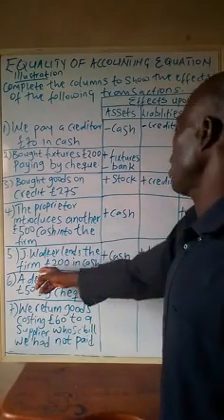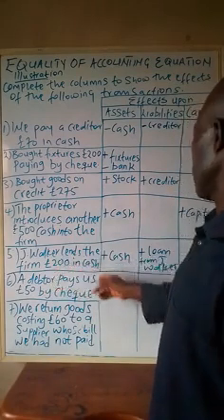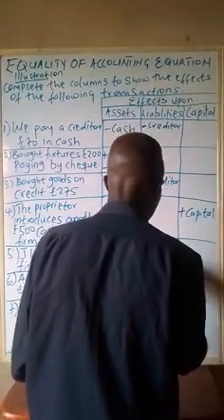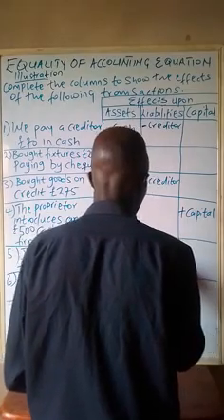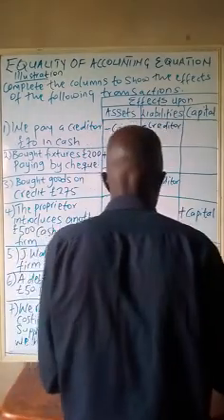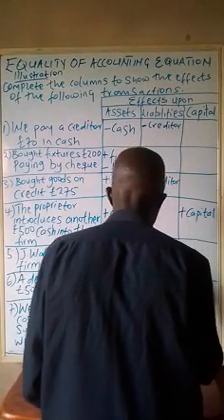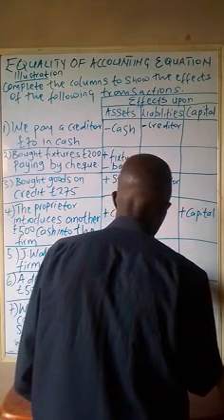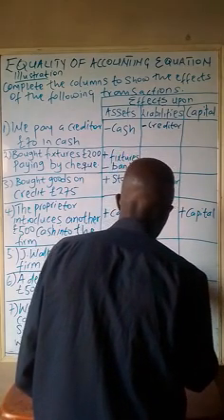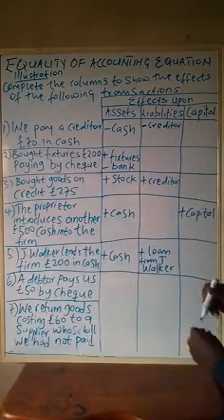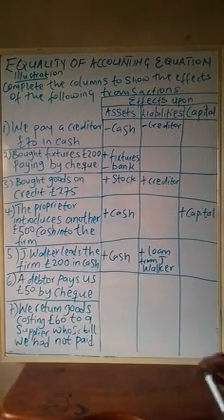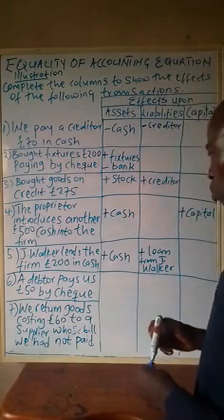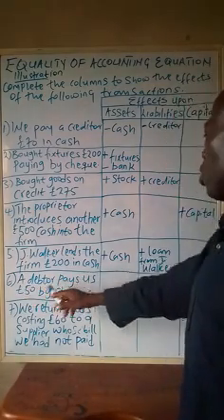J. Walker lends the firm £200 in cash. Let me write this. From J. Walker. So the effects are upon what? Upon liability and asset.